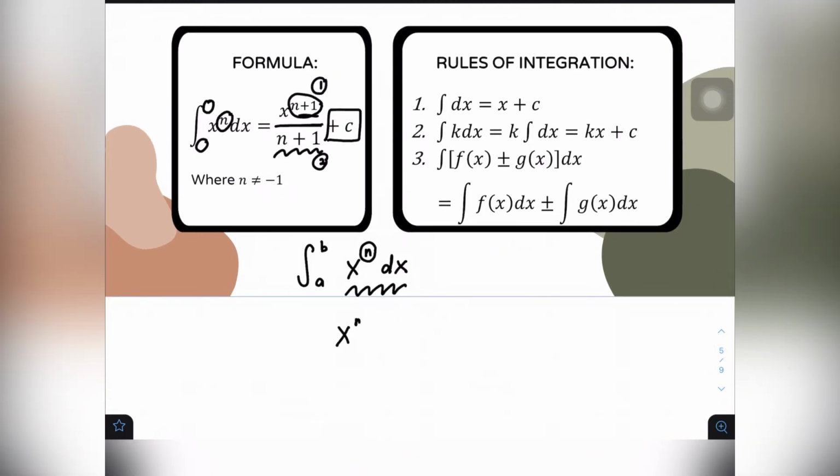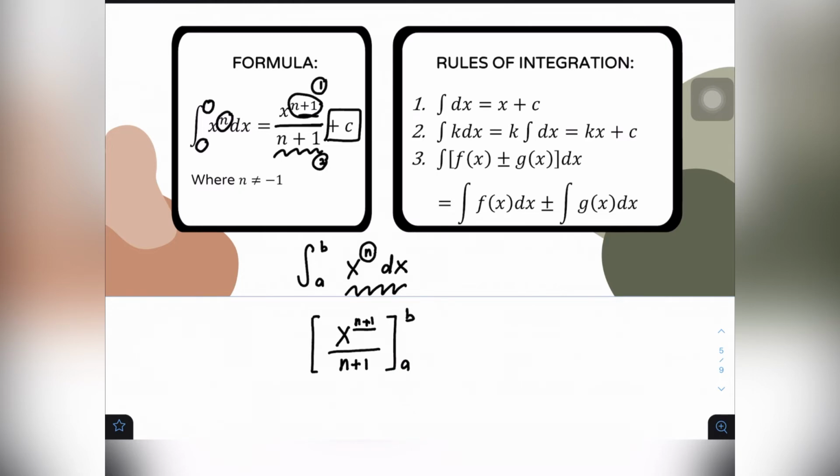You will get n plus 1, and you need to divide by the new power. The new power now is n plus 1, so you need to divide by n plus 1. But because this one is a definite integral, you do not need to write plus c, but you need to compute the value of your integration from the lower limit to the upper limit.